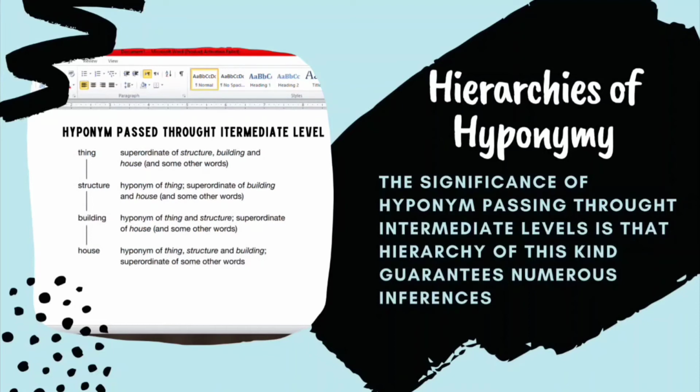High in the hierarchy, the specifications that determine the denotation of words are rather general and undetailed, which has the consequence that these words denote many different kinds of entity. At successively lower levels, the meanings are more detailed, and therefore the words denote a narrower range of things in this figure. Okay, this is hyponymy passing through intermediate levels.